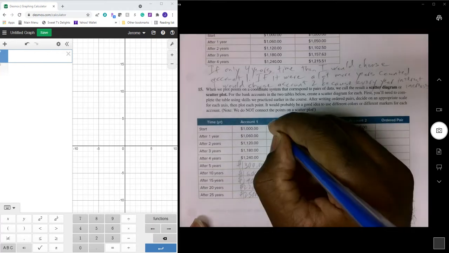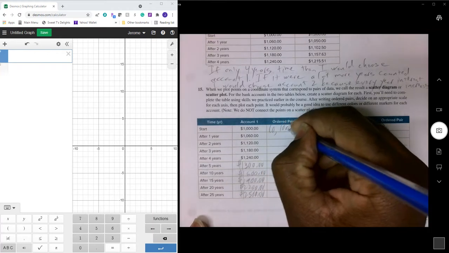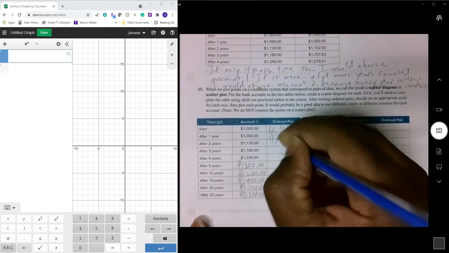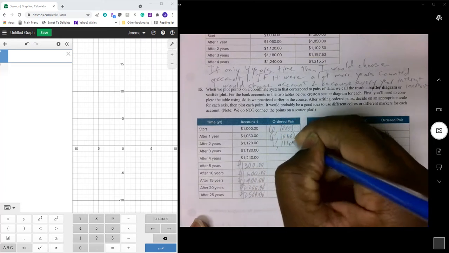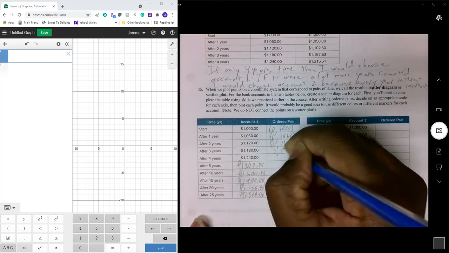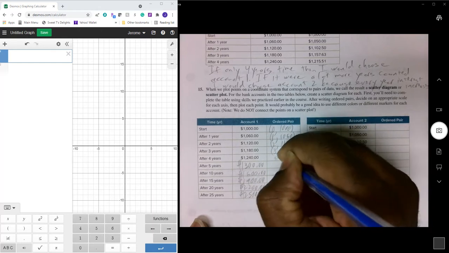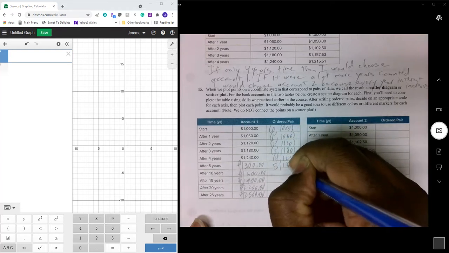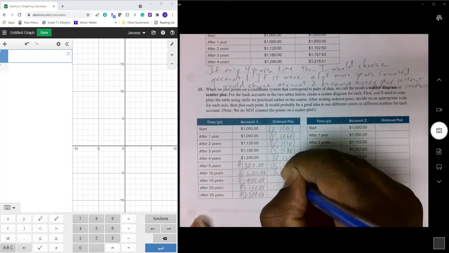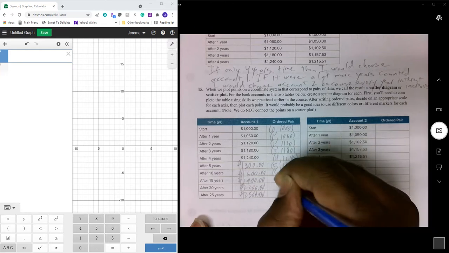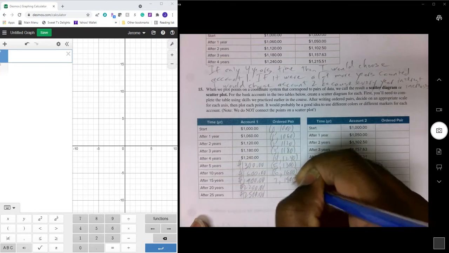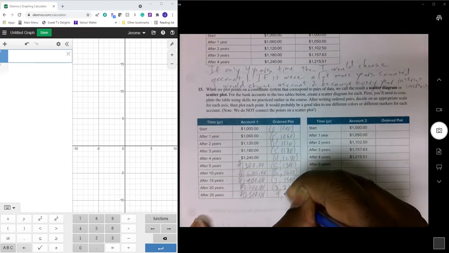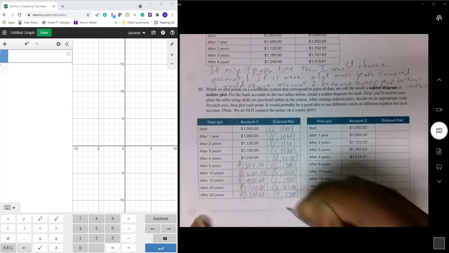Now they want us to write the ordered pairs. It'll be 0 and 1,000, 1 and 1,060, 2 and 1,120, 3, 1,180, 4 and 1,240, 5 and 1,300, 6 and 1,600, 7 and 1,900, 8 and 2,200, 9 and 2,500.